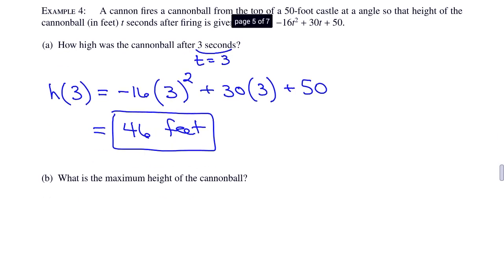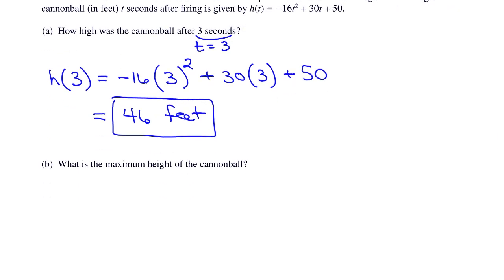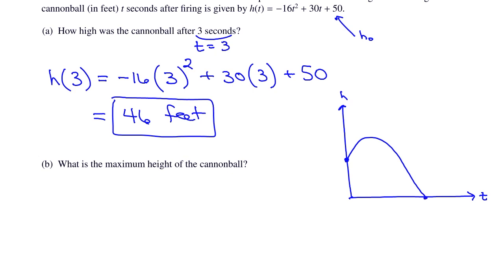Question B. What is the maximum height of the cannonball? Well, we know that the cannonball, when launched, is going to start at 50 feet based on the 50 that's tacked on, since it's from the top of a 50-foot castle. The cannonball is going to go up a little bit, and then it's going to go down as time goes on. The maximum height of the cannonball is going to be at the vertex. So whatever this y value is will be the maximum height of the cannonball. So the key to solving the maximum height problem is to find the vertex.